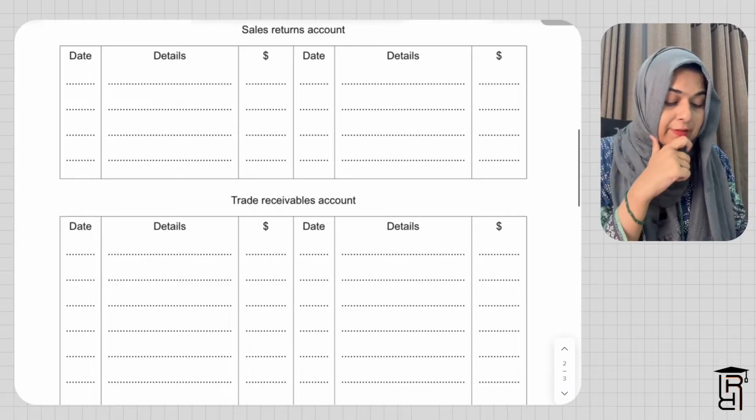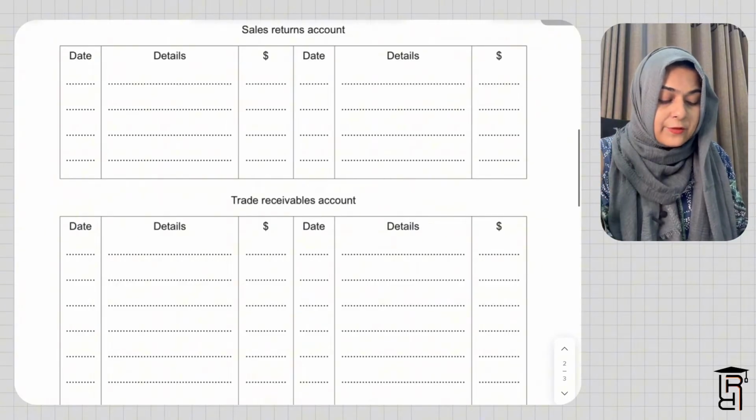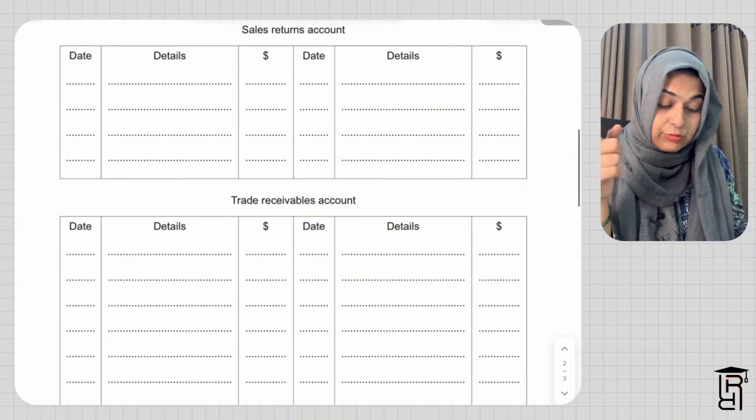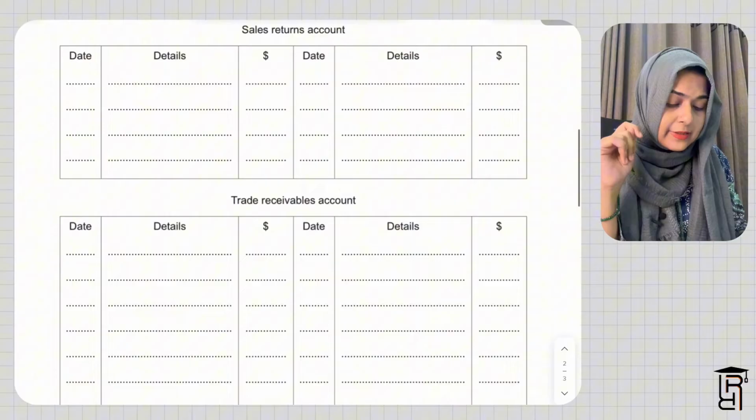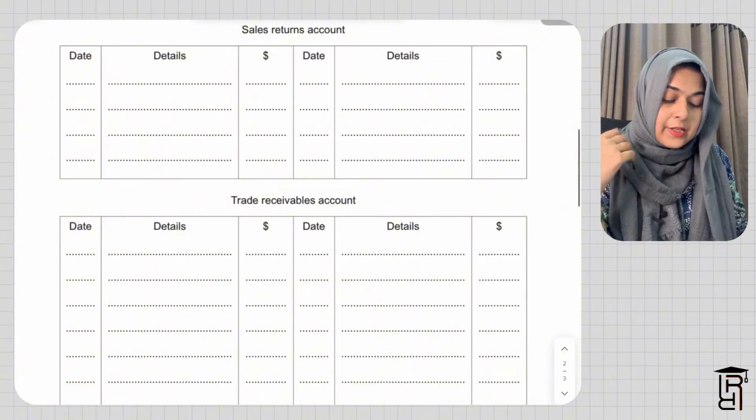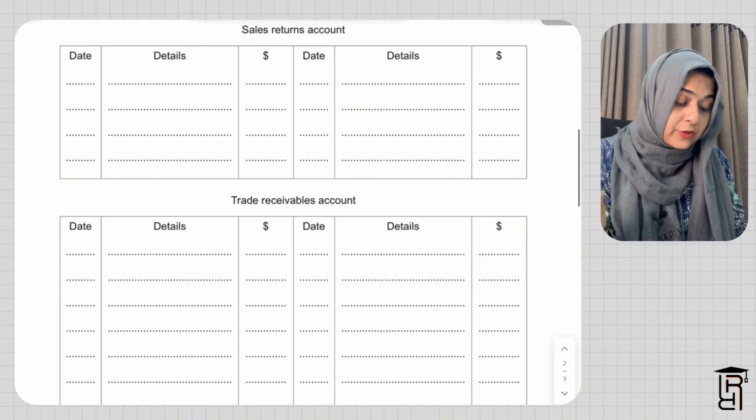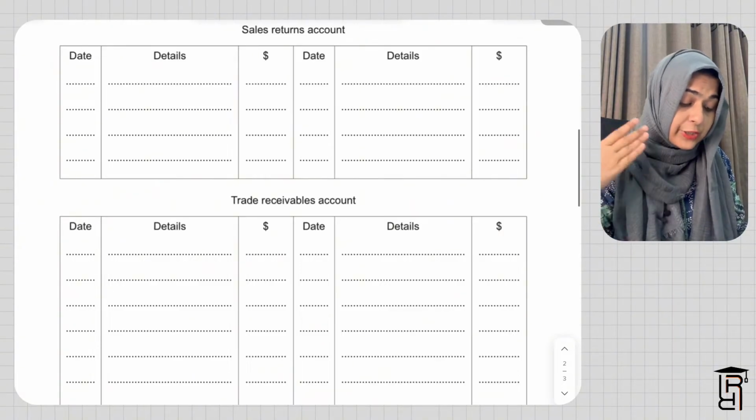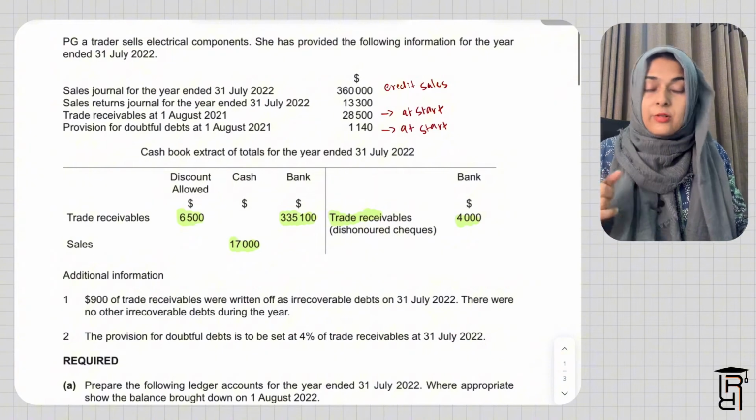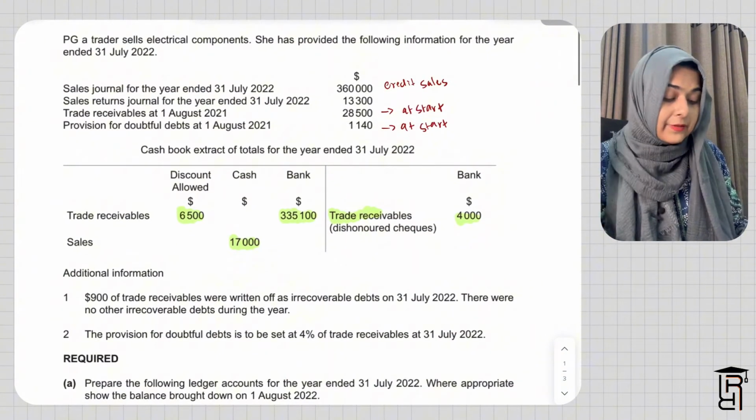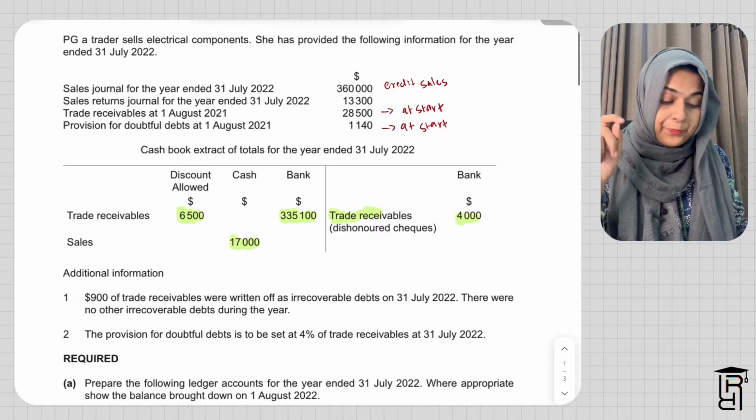In the additional information they've given you, $900 of trade receivables were written off as irrecoverable debts on 31st July 2022. So that is irrecoverable debts information. Then they are saying there were no other irrecoverable debts during the year. In the next point, they are saying the provision for doubtful debts is set to be 4% of trade receivables at 31st July 2022. We don't know the trade receivables at 31st July 2022. Hence, we need to make the trade receivables account in order to calculate the balance carried down, that is the total trade receivables at 31st July 2022.